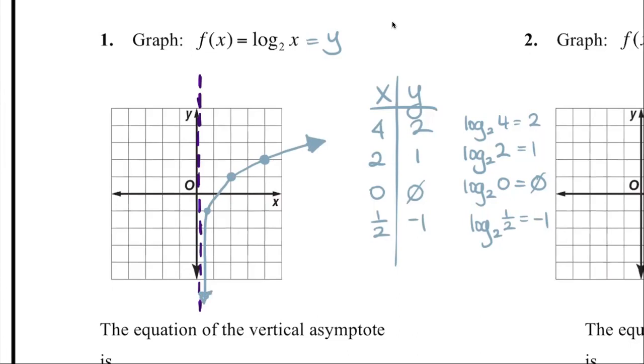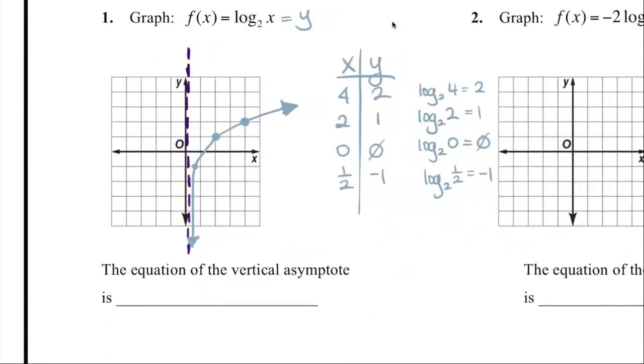It's almost like the exponential graph, but flipped around. Instead of a horizontal asymptote, it's a vertical asymptote. And the equation of the vertical asymptote is x equals 0. Great job. Any questions so far?